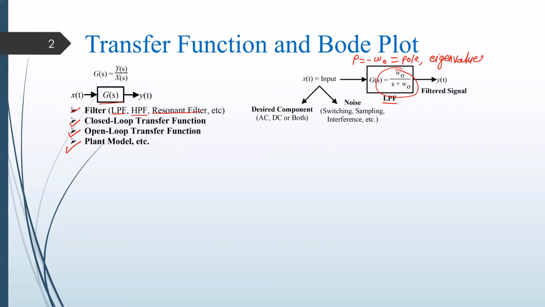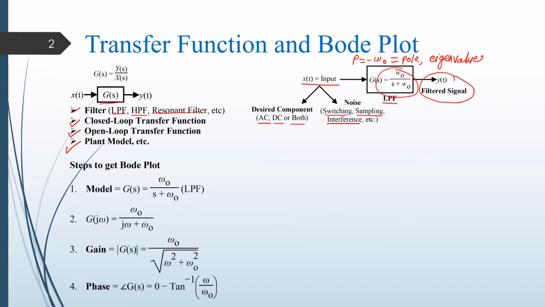So the main objective of the low pass filter is to filter our noisy input signal to a less noisy output signal. We want to filter out the high frequency noise. The desired component can be AC, DC, or both. The high frequency noise component could come from the switching of the converter, from the sampling of the sensors, or from the interference between two systems or two converters, or there are many more sources for high frequency noise signals. So the main objective of the low pass filter is to attenuate this noise signal.